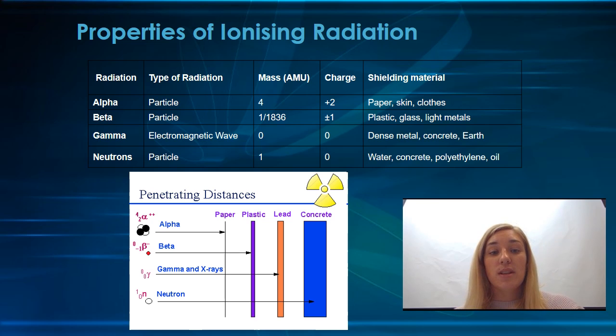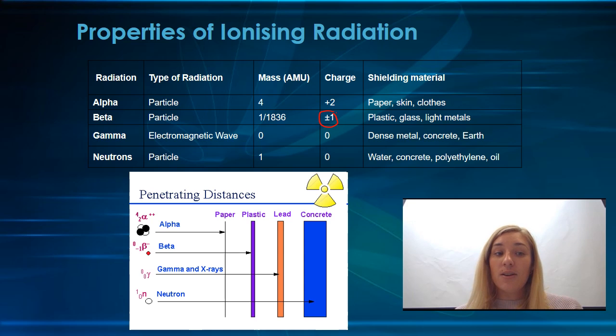So alpha particles, we know that they've got 4 nucleons, they've got a charge of 2 protons or plus 2. Now what an alpha particle can get through is paper, skin, clothes. So it can't go too far, but it can penetrate into human skin. Now beta particles, they can either be plus or minus, because they can be a positron or they can be an electron, and either of those can be a bit more penetrating. They can get through plastic, through glass, or through light metals, and you can see in the diagram at the bottom there.